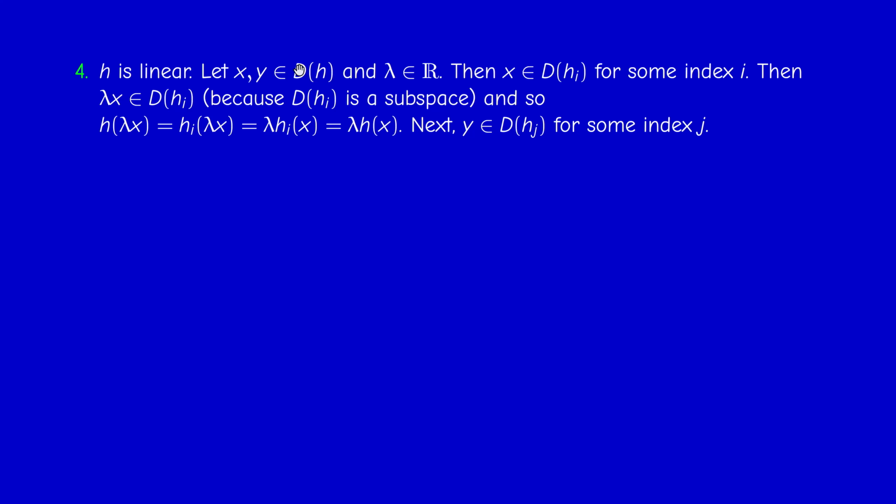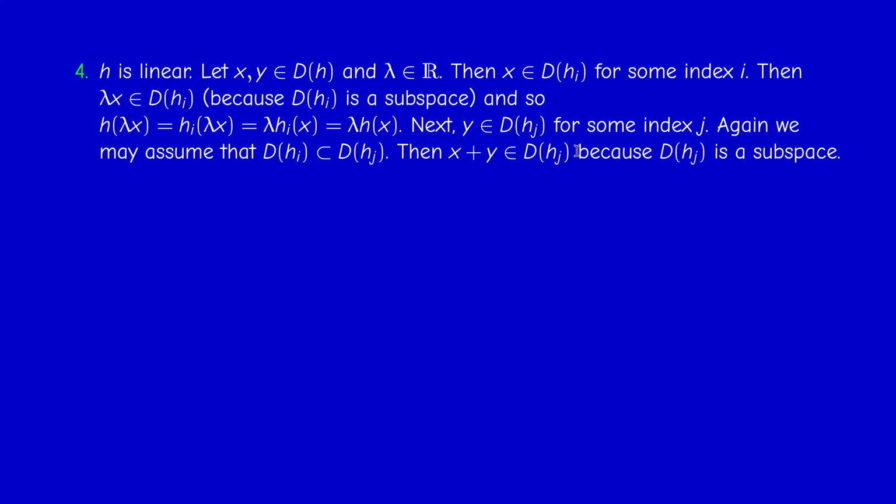Now, the other element y is in some D_{h_j}. Since Q is totally ordered, either D_{h_i} is contained in D_{h_j} or vice versa. So suppose that D_{h_j} contains D_{h_i}, then both elements are in D_{h_j}, which is a subspace. So the sum of x and y is again in D_{h_j}, and therefore, by definition, h of x plus y is equal to h_j of x plus y. But since h_j is linear, h_j of the sum is the sum of h_j. But since both x and y are in D_{h_j}, h_j of x equals h of x and h_j of y equals h of y. So we have linearity.